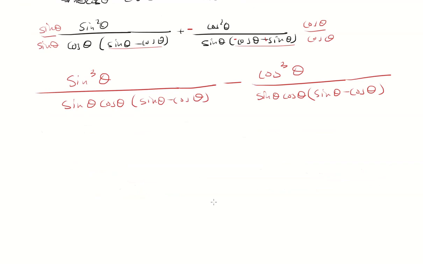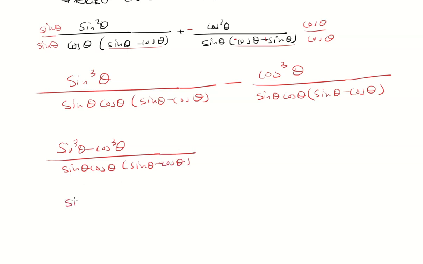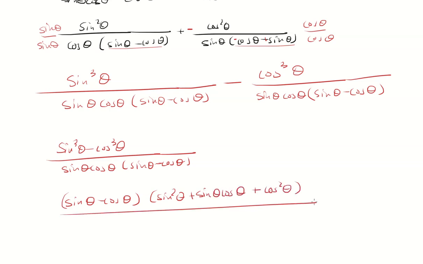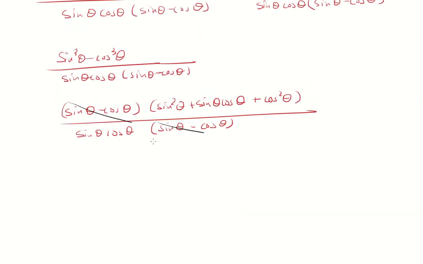Now we can bring this together under one fraction. And the nice thing is we can factor out sine cubed minus cosine cubed. So we can factor out sine minus cosine. And then we have sine squared plus sine cosine plus cosine squared. At this point, we can cancel out the sine minus cosine, and we'll split this up.